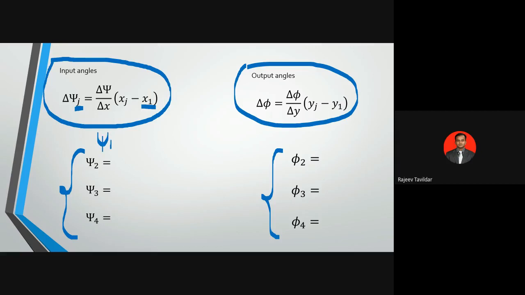Okay, why I have not taken psi 1, you will understand at the end of this problem. Similarly, phi 1 also I have not taken. This will come to me at the end of the problem. So now let us just start with psi 2. That means I'm replacing j with 2. Delta psi is fixed. It is 60 upon delta x, which is 1. So it will be 60 times the bracket x2 minus x1.